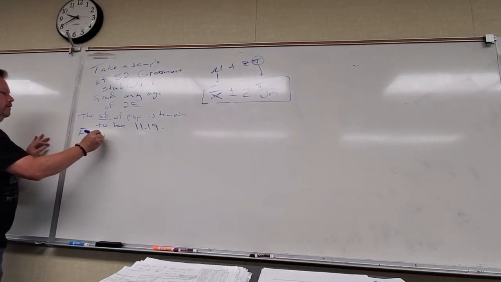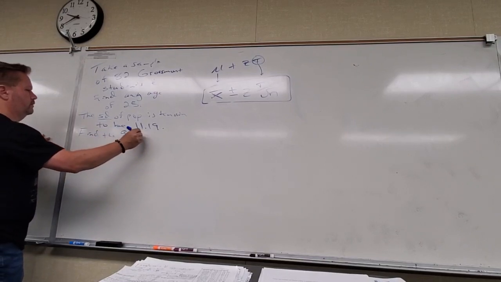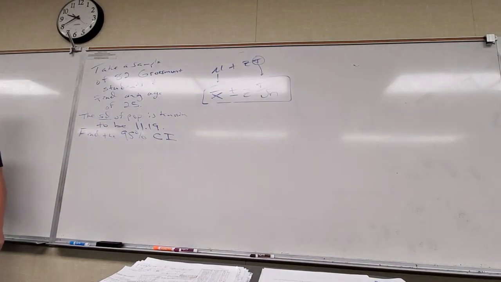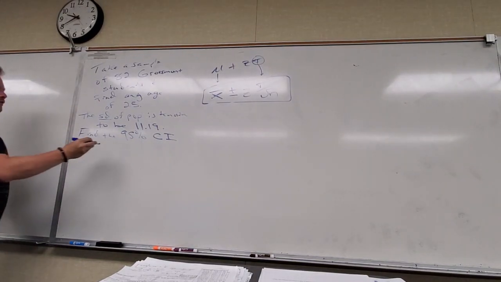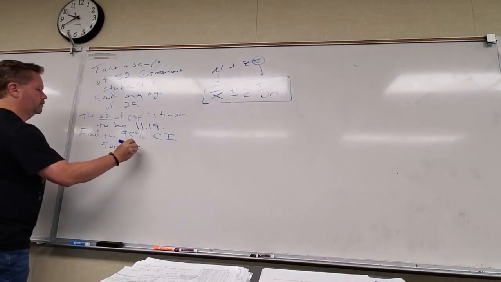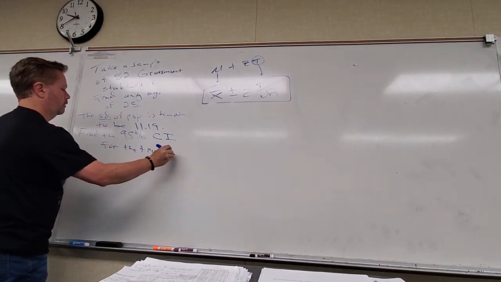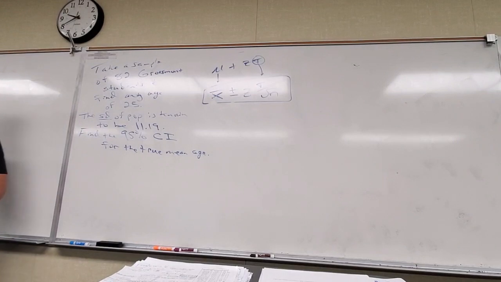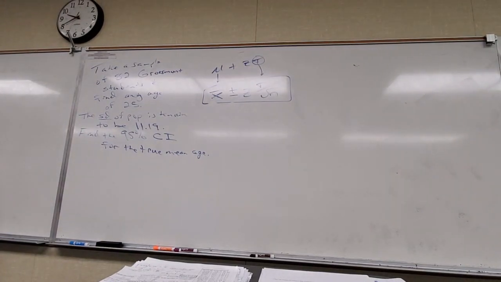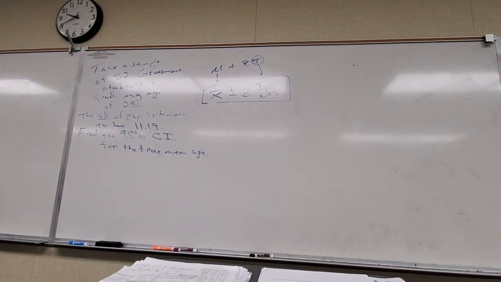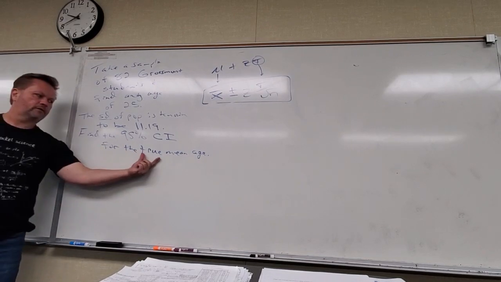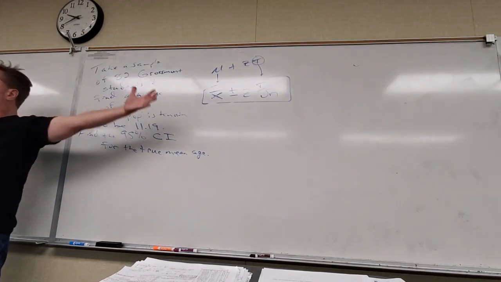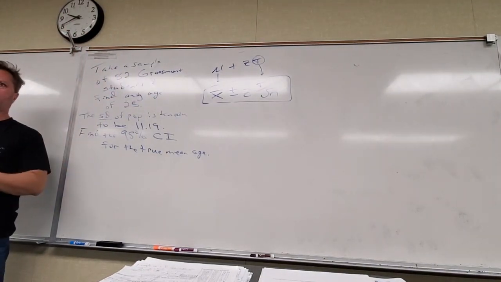Find the 95% confidence interval. CI is affectionately confidence interval for the true mean age. Now I'm going to say true a lot just because it's stuck in my head, because that's what my teacher taught us when I learned this way back when. What should really be here is for the population mean age. So when I say true, I mean population, the whole group.